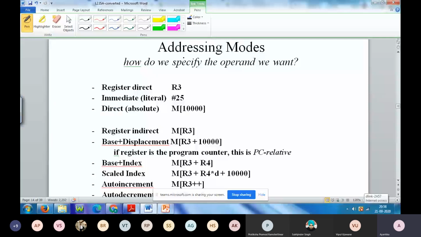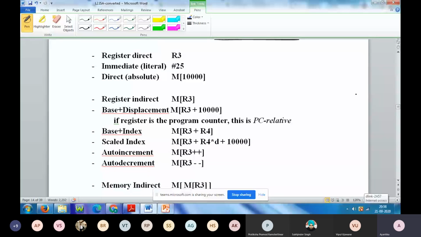Next, we will be talking about some addressing modes. We talked earlier about just one instance, this add example. Here we will discuss some more examples and more variations of how we specify what we want to do with those operands. There are typically a few types.